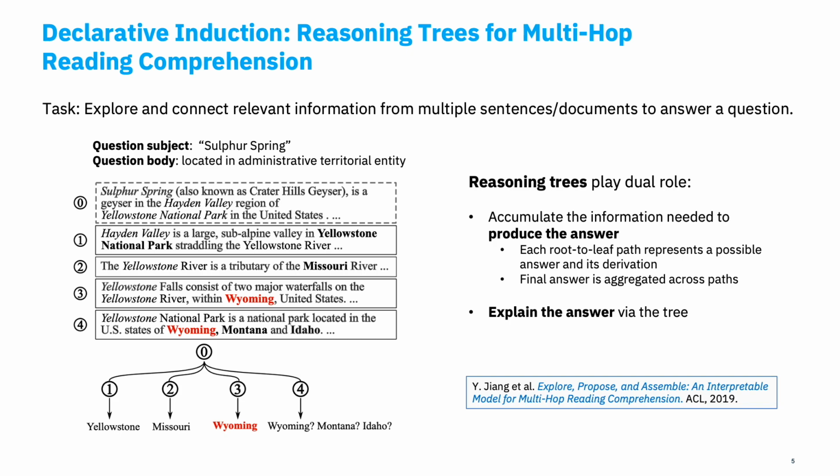The second role of the tree is that it can be used to explain the answer and also the alternative choices that were considered during the reasoning.